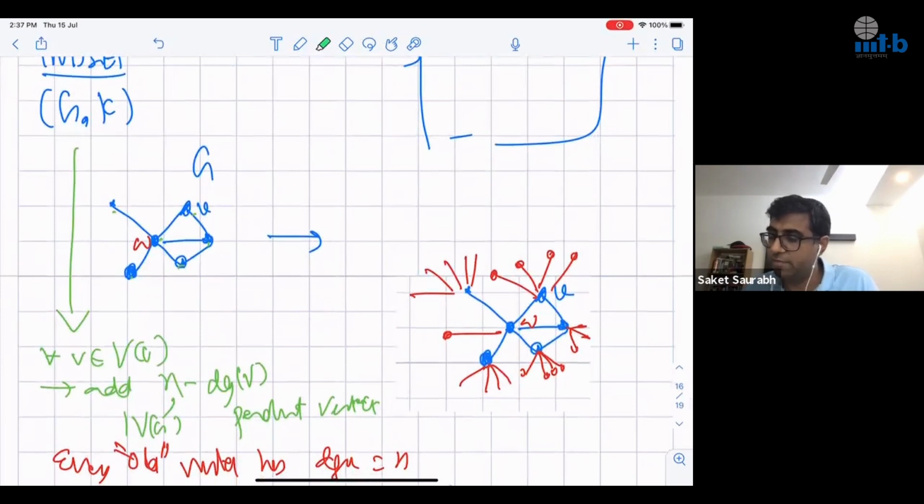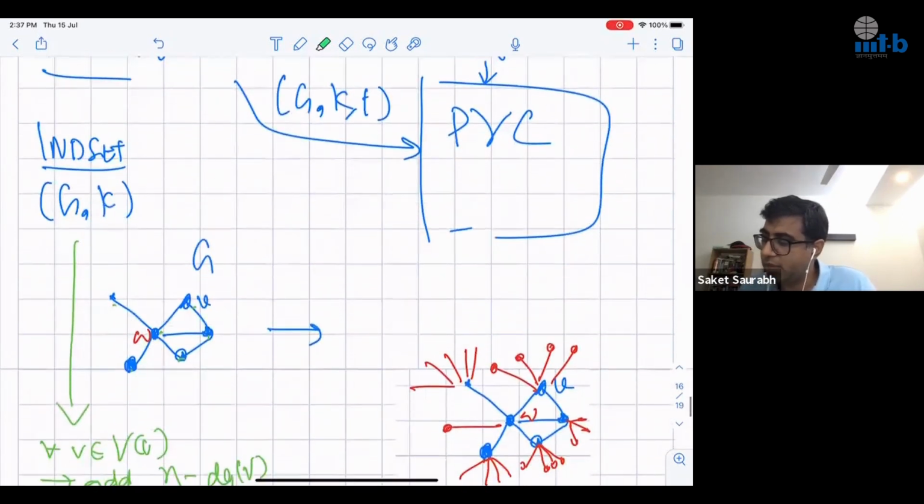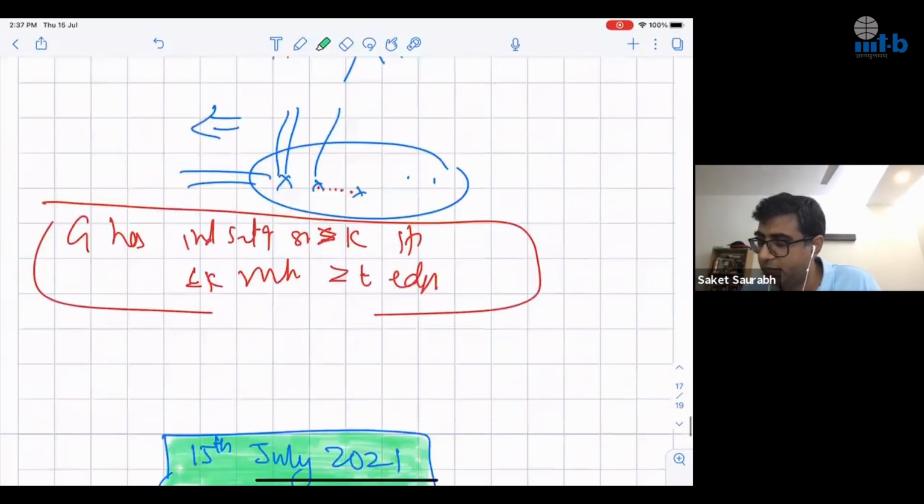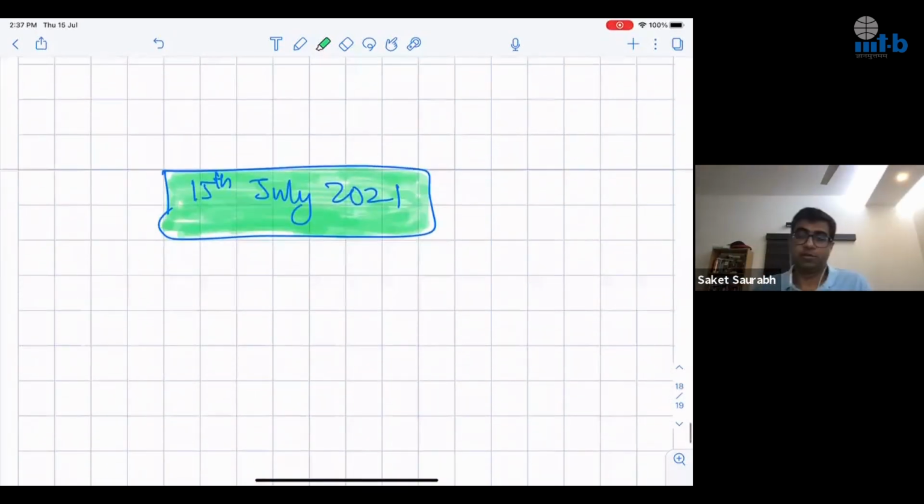We gave a reduction from independent set, and basically for every vertex v we added n minus degree of v pendant vertices, and that's it. Then I hand waved my way out and said, hey, this is a valid reduction, which would mean that partial vertex cover does not have an FPT algorithm. Okay, so that is the starting point of our lecture today.